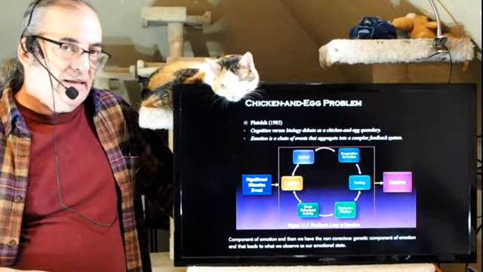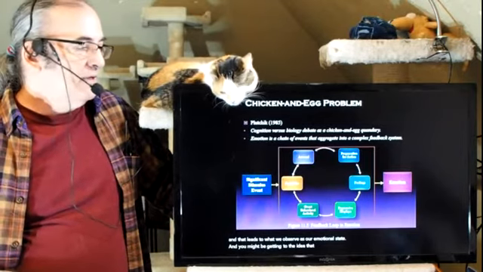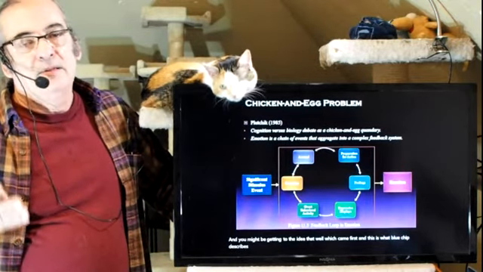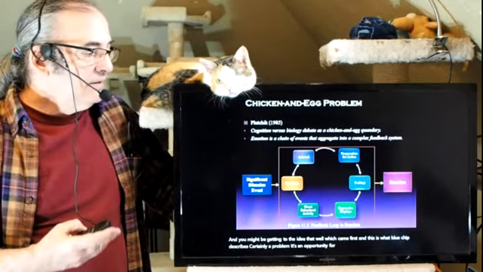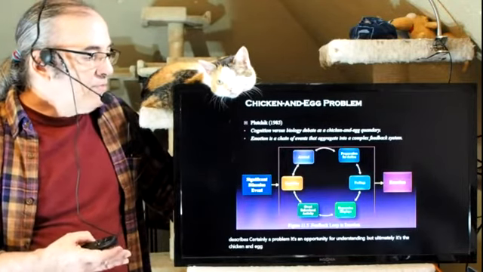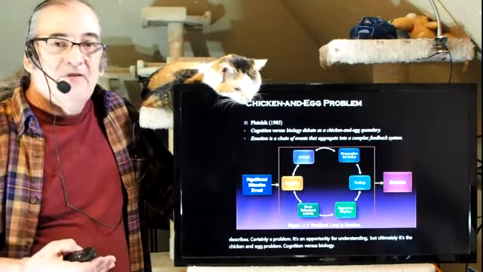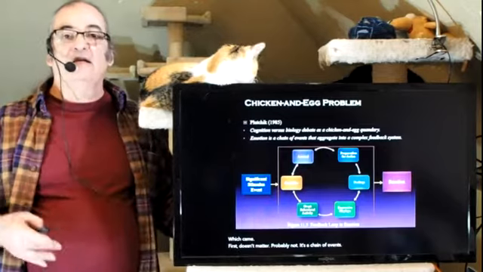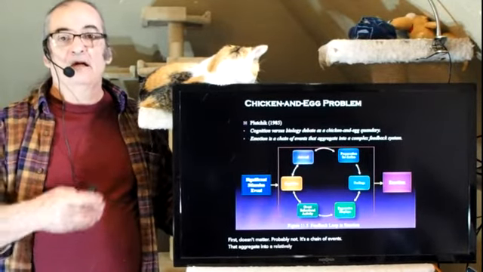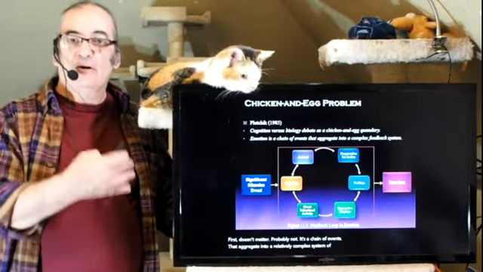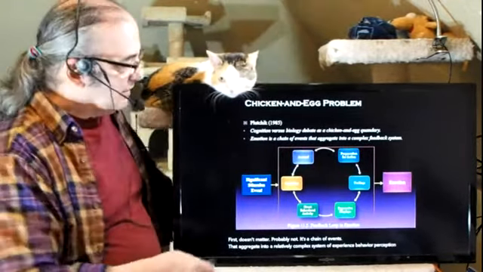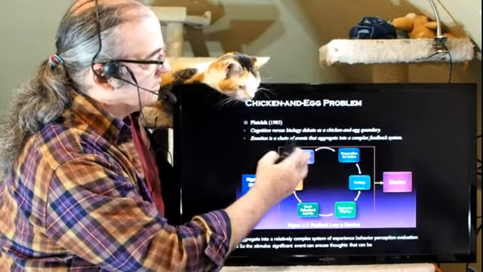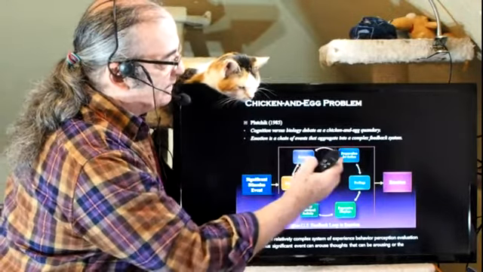And you might be getting to the idea, well, which came first? This is what Plutchik describes as certainly a problem. It's an opportunity for understanding, but ultimately it's the chicken and egg problem. Cognition versus biology. Which came first? Does it matter? Probably not. It's a chain of events that aggregate into a relatively complex system of experience, behavior, perception, evaluation. So the stimulus significant event can arouse thoughts that can be arousing, or the opposite. This may be preparing for action.